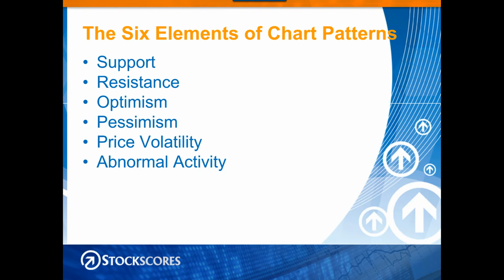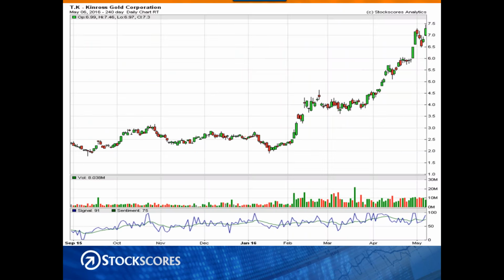Once you see them, then you can start to see the 6 elements of chart patterns. They are support, resistance, optimism, pessimism, price volatility, and abnormal activity. And we're going to learn how to plot those things on a chart using inflection points. So let's start with support and resistance.